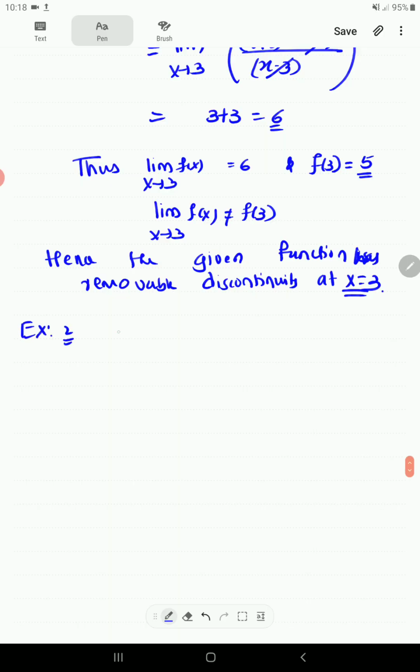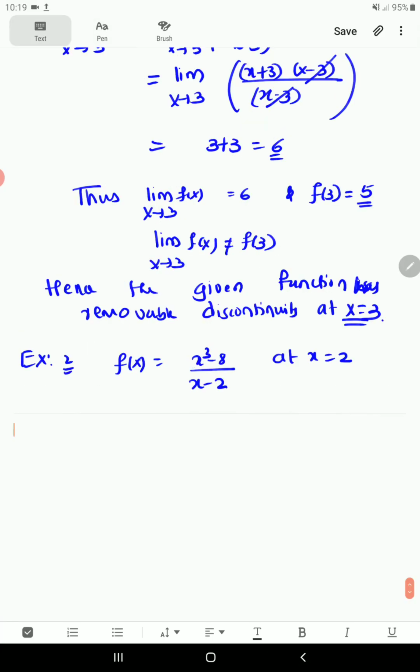Now let me take another example. We have f of x equal to (x cube minus 8) upon (x minus 2) at x equal to 2. Let's see how exactly this function behaves. We have to check whether the given function is continuous or discontinuous. At x equal to 2, this function becomes 0 by 0, which is not defined.